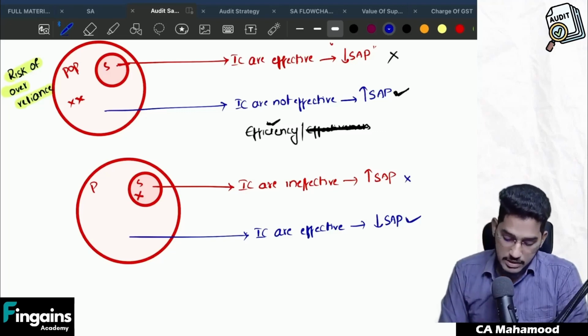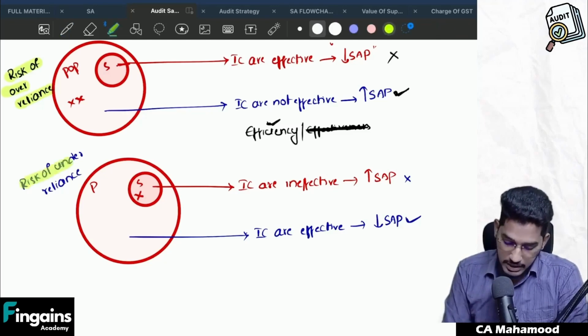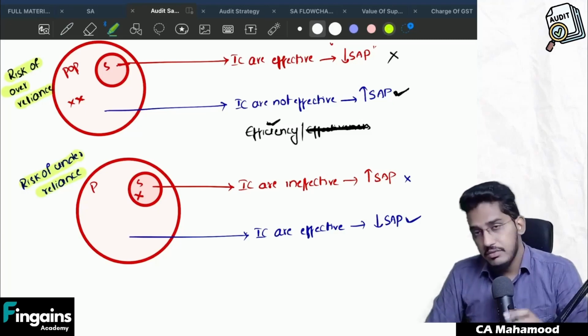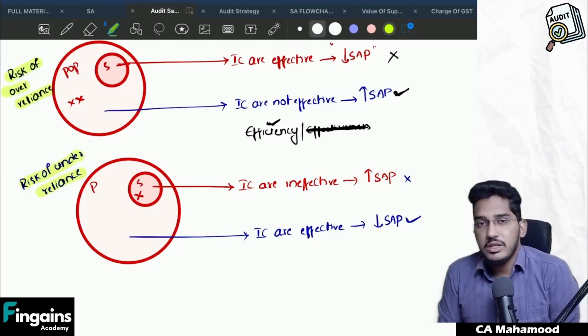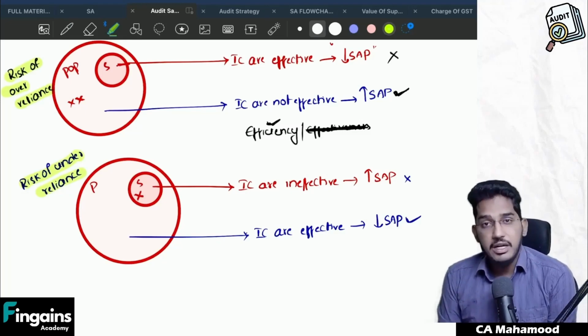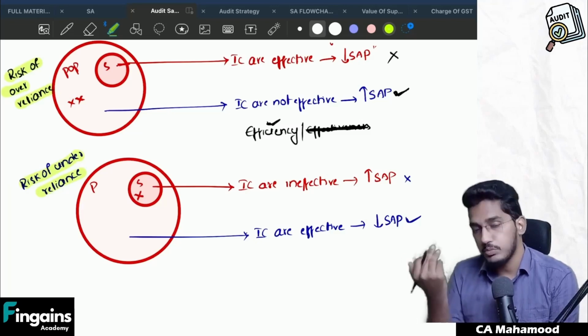This risk we are going to call as risk of under reliance. Sir, why the name risk of under reliance? Can somebody let me know? Very simple logic. Because even though the controls are effective, on the basis of the sample, you are wrongly concluding that controls are not effective. You are not relying on controls when in fact they are effective. So that's why we call it risk of under reliance. You are relying less on the internal controls when in fact you should have relied more.